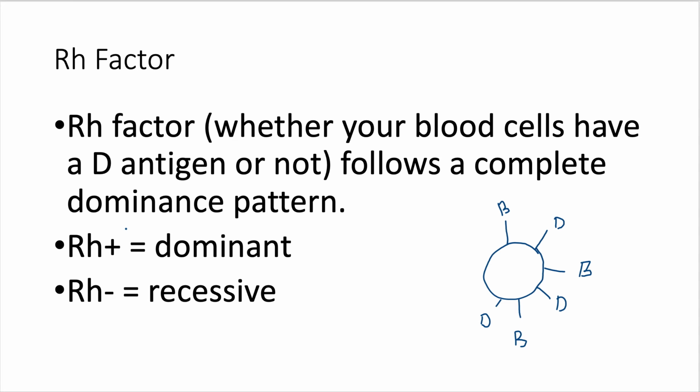And Rh positive is the dominant phenotype here. So we could write this as big D, or big D, little d for that D antigen. So if you're positive, you have the D antigens. If you're negative, you do not. So you have 2 copies of that recessive allele.